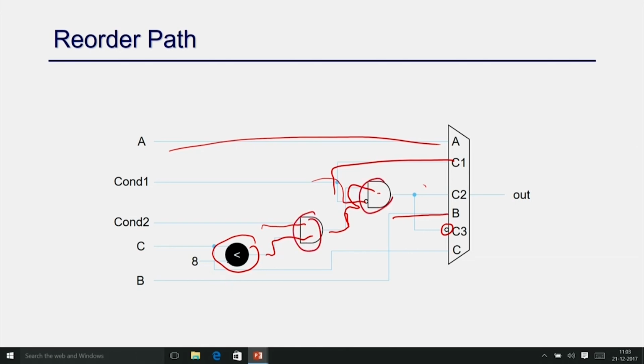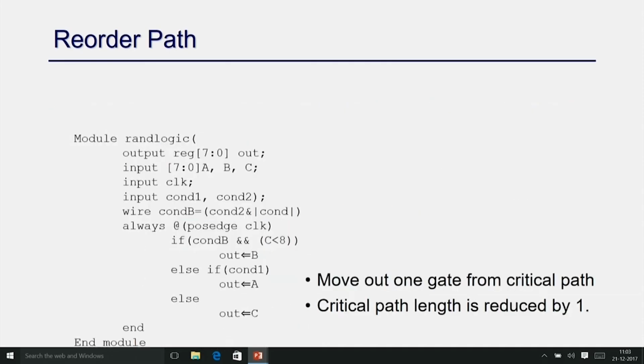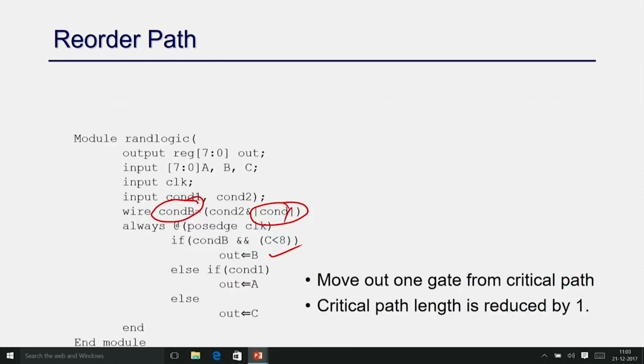So, this gate, and this gate. So, the total delay of this path will be 3 AND gates, right. But you can actually rewrite your code a little bit differently, because you finally have to choose between A, B, C, right. So, you can rewrite it in such a way that these 3 can become parallel. If you just rewrite what I did, I just do this condition 1 into condition 2, and this becomes condition B, and I am choosing B first. So, earlier I was choosing A first, then B, and then C. Now I just choose B first, and then A, and then C.